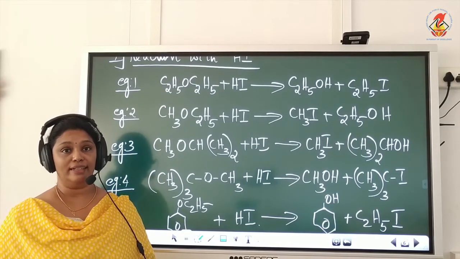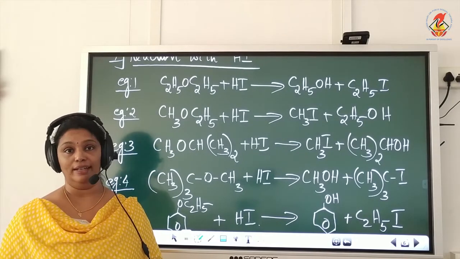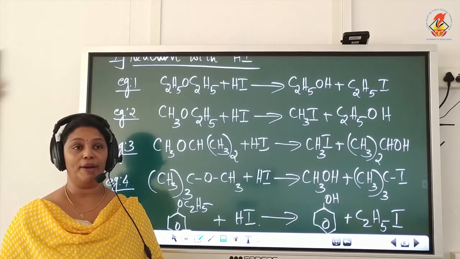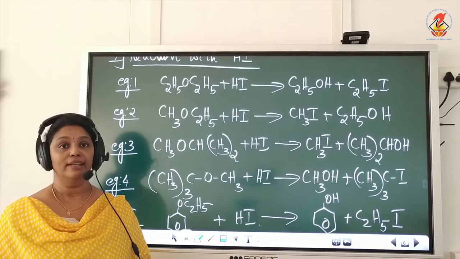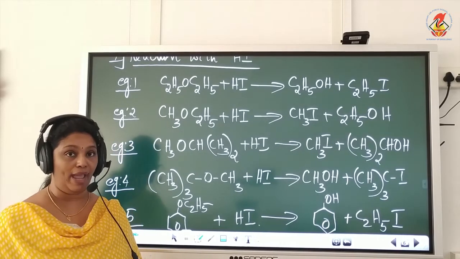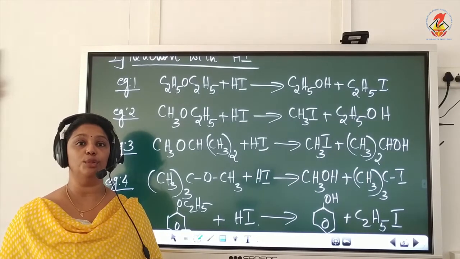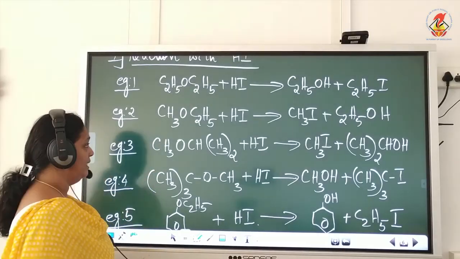So, it is said that if one of the alkyl groups is methyl and the other alkyl group is a primary or secondary alkyl group, then the methyl group will go as alkyl halide and the primary or secondary group will go as alcohol. Look at the second example.